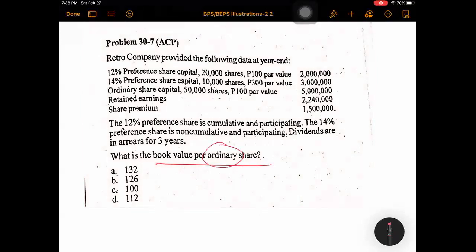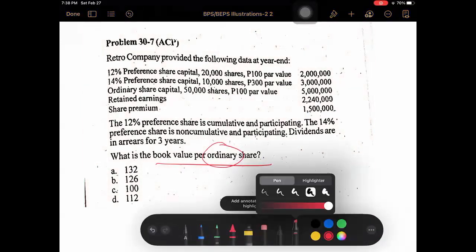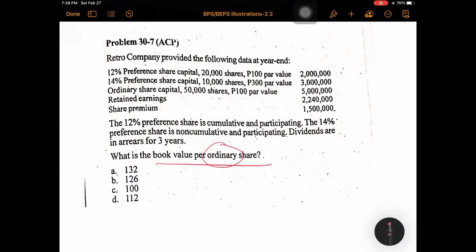Aside from the ordinary share, let's also compute the book value for the preference shares, so we do both in this problem. We have two preference shares, 12% and 14%. The 12% preference share is cumulative and participating. The 14% preference share is non-cumulative and participating.